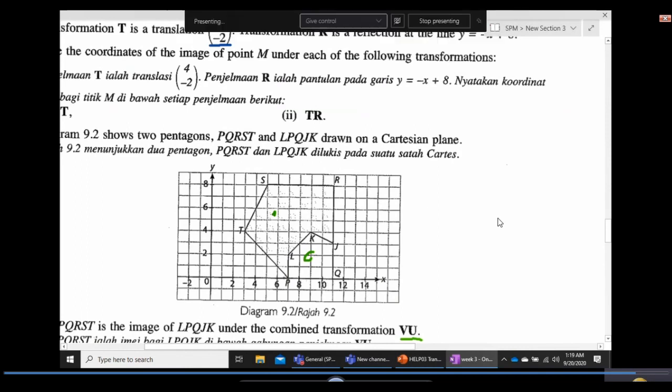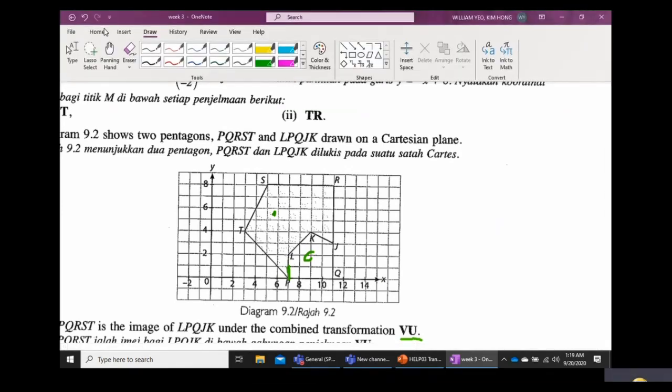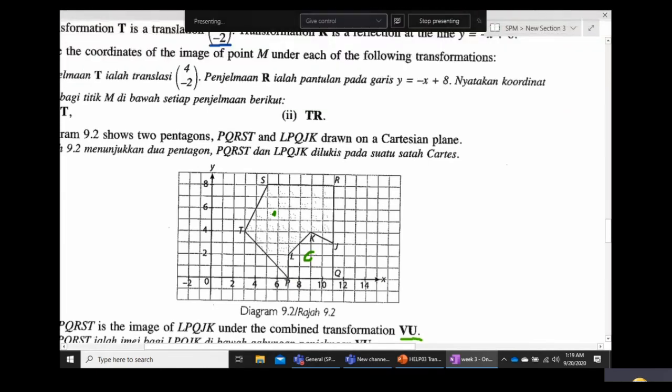I'm not good at drawing, but let's try to draw. So this line, wait, let me go back. So you have a line like this. L to K is something. Then K to J is something here. J to Q, 3 units, right? 3, then go down.